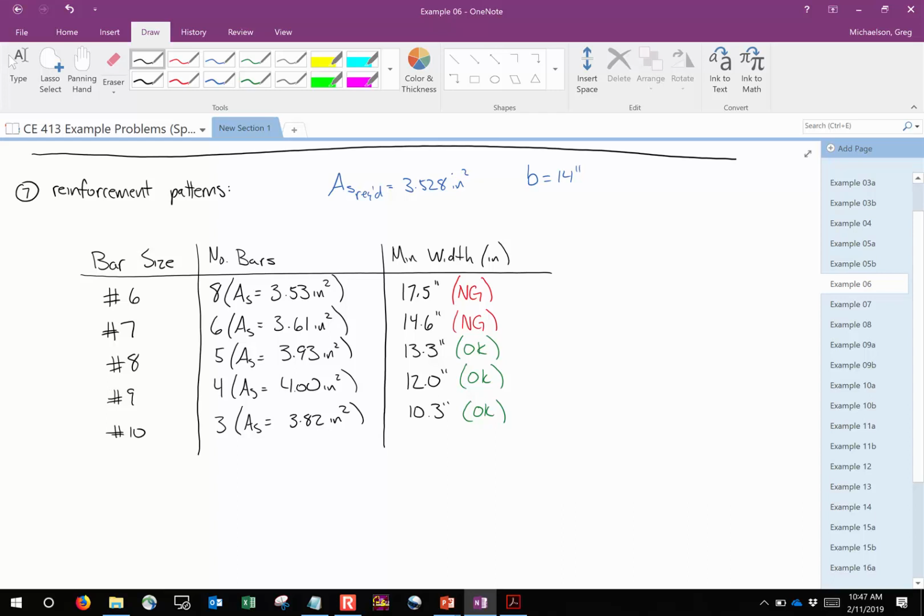But there's something to be said about wanting the beam to be as small as possible, but one that safely resists the loads. Otherwise, we would just make beams that are 10 feet deep and 80 inches wide. You see what I mean? So there's a point when you want your design to be economical.